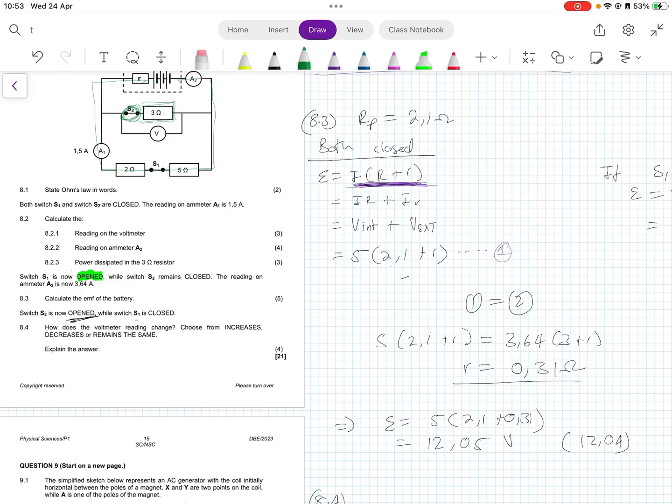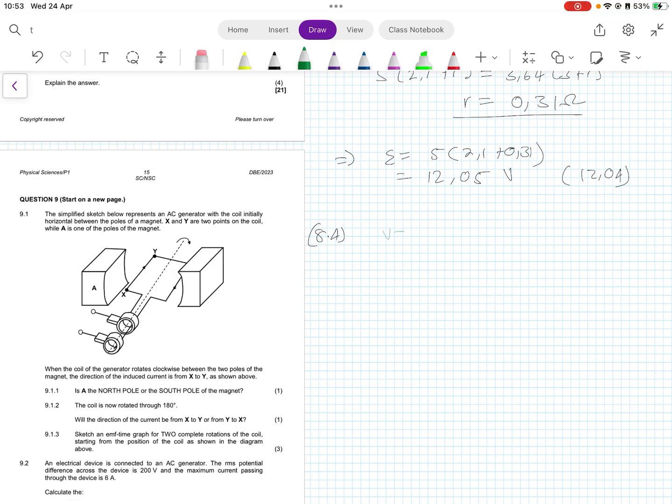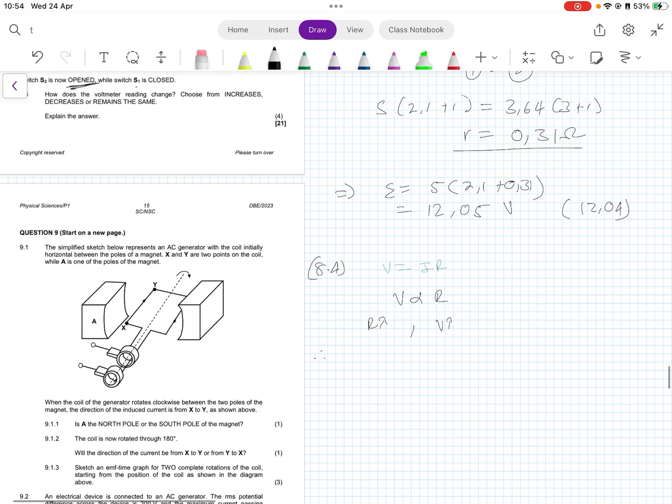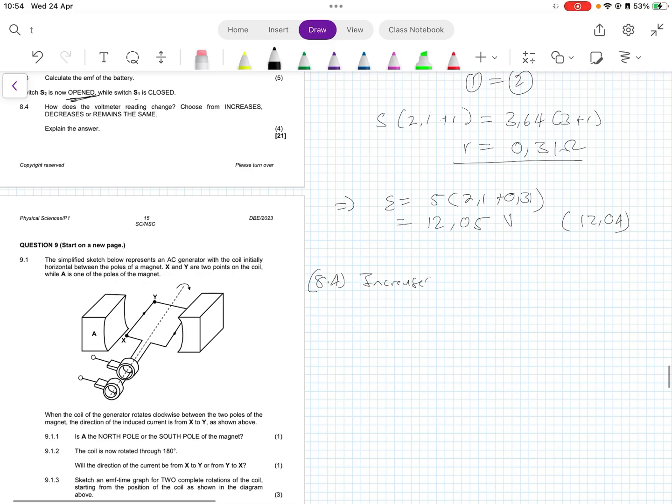If the total resistance of the circuit increases, then the potential difference increases, because Ohm's law tells us V is equal to IR. Therefore, V is directly proportional to R, and when R increases, V also increases. Therefore, your answer for 8.4 will be increases.